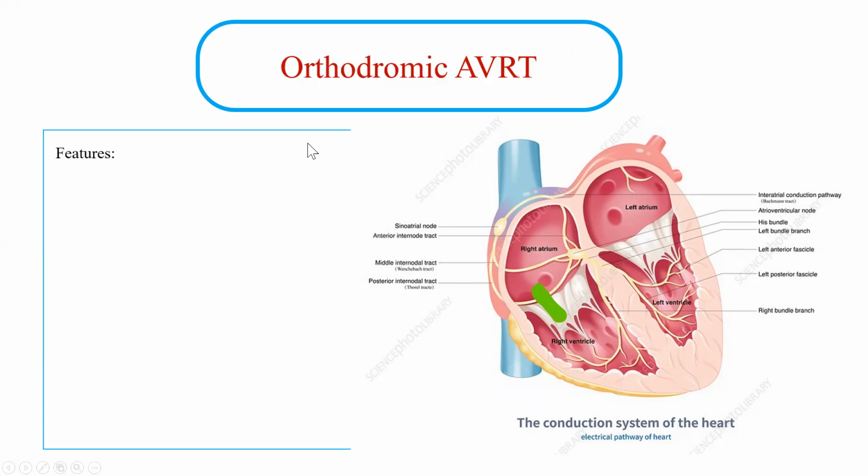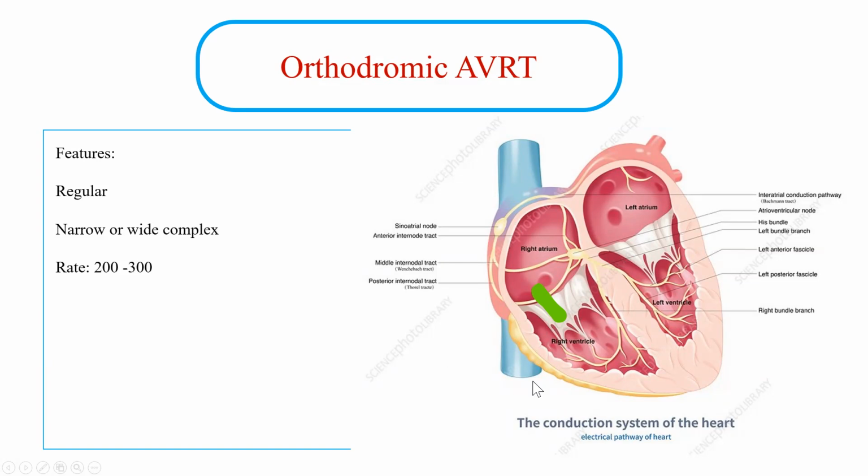Okay, let's talk now about the orthodromic AVRT. We talked about this, the orthodromic AVRT, in which the anterograde conduction is happening through the AV node, but the retrograde is happening through the bundle of Kent. So the EKG features will have a regular tachycardia. It will have narrow complex tachycardia, but sometimes will have wide complex tachycardia if the patient is having bundle branch block again. Okay, number 3, which is really very important, the rate.